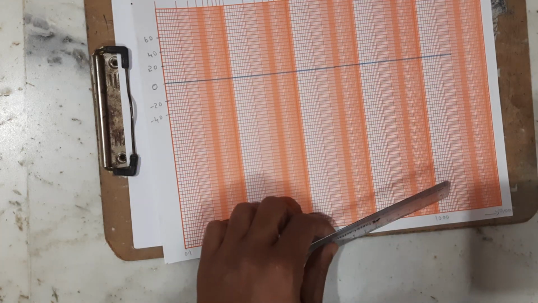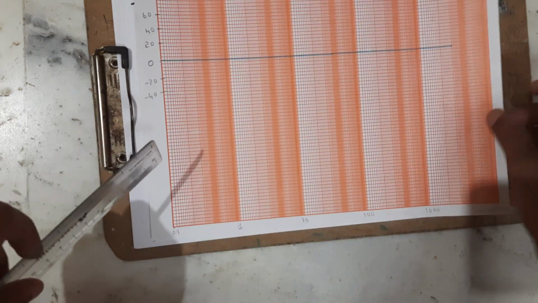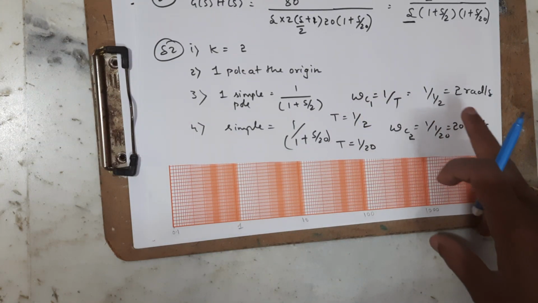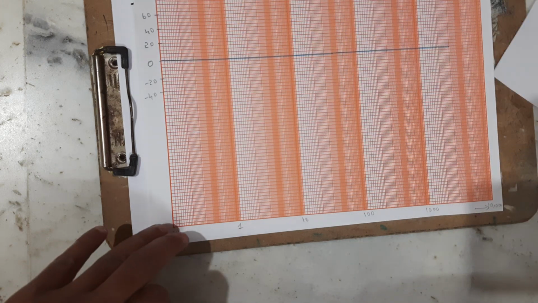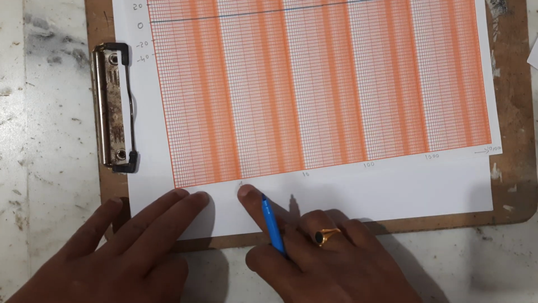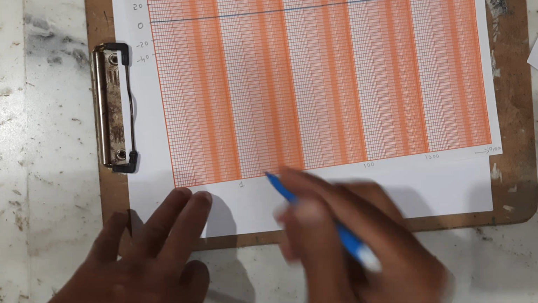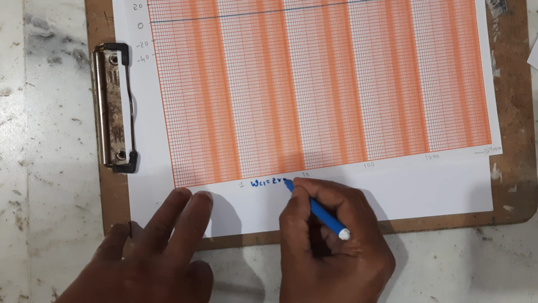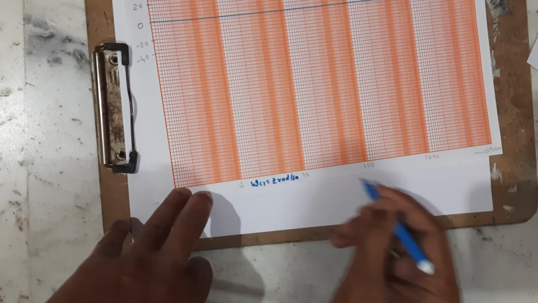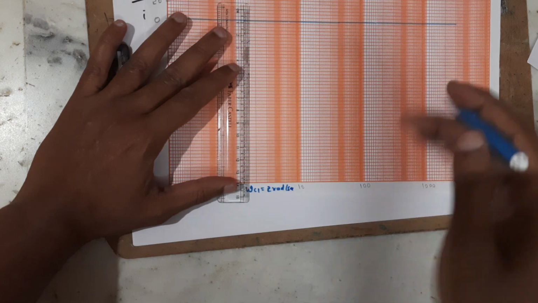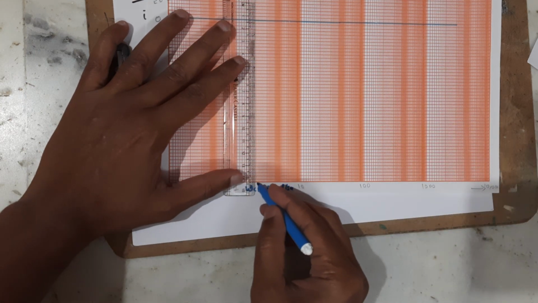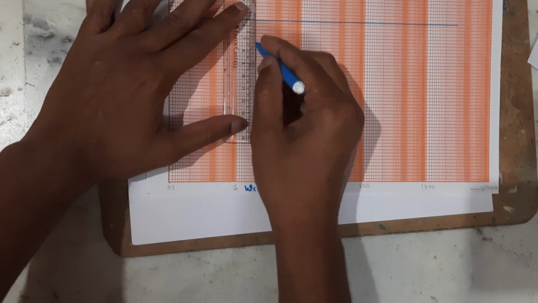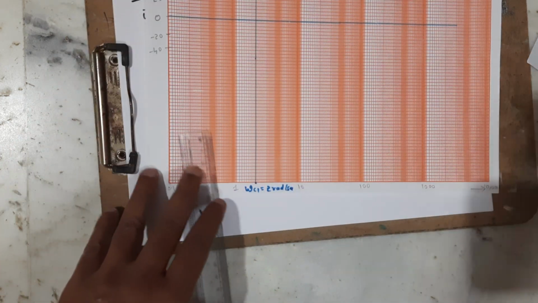Okay. Next, I need to represent the corner frequencies. What is omega C1? It is equal to 2 radians per second. Here this is 1 and this will be 2. So omega C1 is equal to 2 radians per second. I am going to draw a line from 2 radians per second upwards. So this is the omega C1.